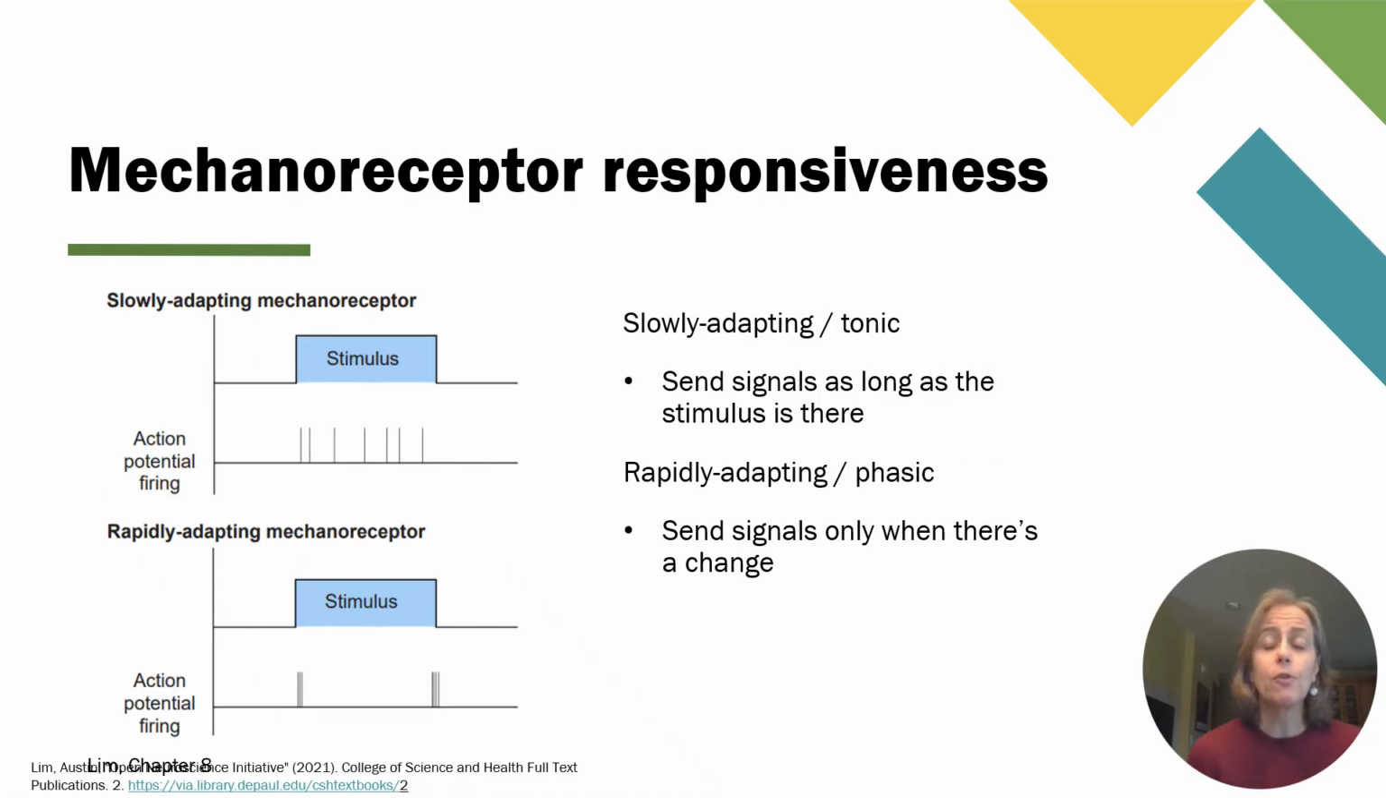So in addition to having 4 different types of mechanoreceptors in the skin, there are also different types of responsiveness. The first one is slowly adapting, otherwise known as tonic. If you touch my hand, then a slowly adapting or tonic nerve ending receptor will send signals for as long as you are touching my hand. Right? As long as it's there, it is sending signals saying it's there, it's there, it's still there, it's there.